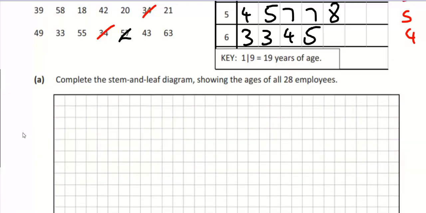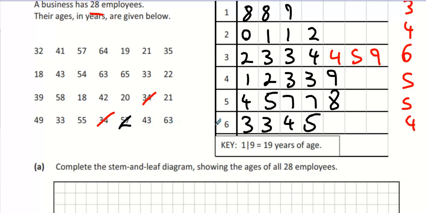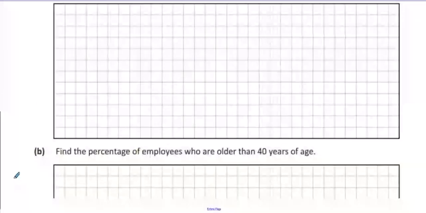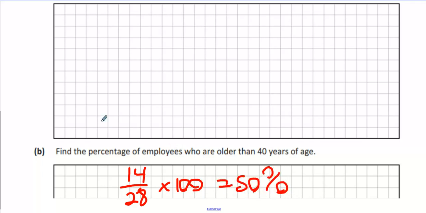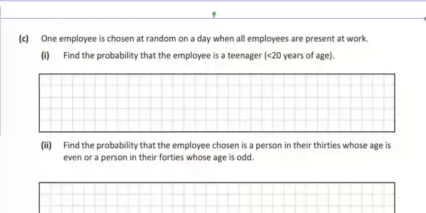Percentage of employees older than 40. Who's older than 40? These guys here. How many of them is there? 14 out of 28. 14 out of 28 multiplied by 100. 50%. These questions are nice, aren't they? Nice, easy marks. Good old stats.